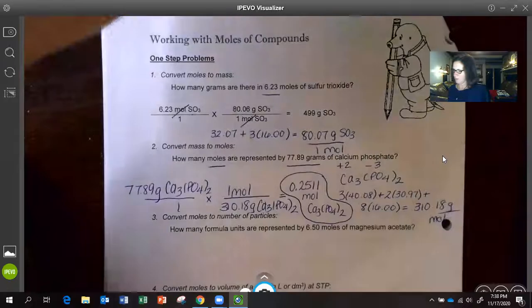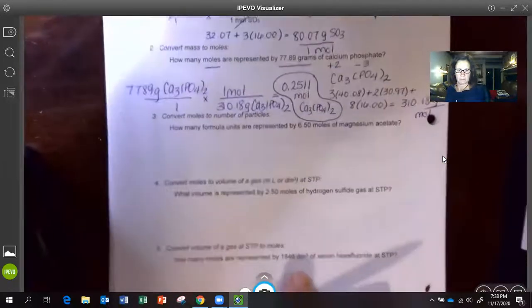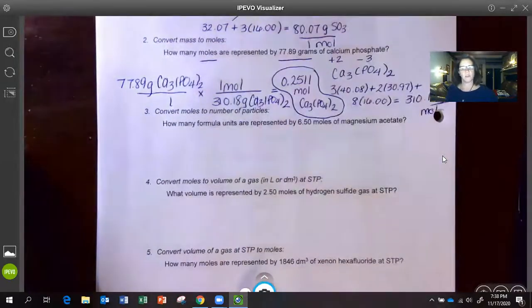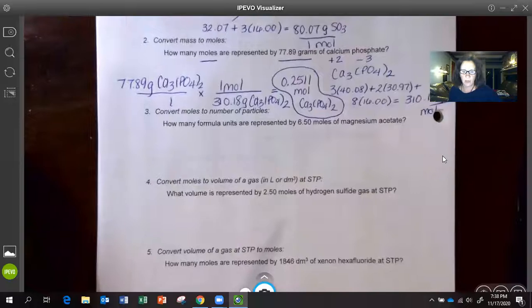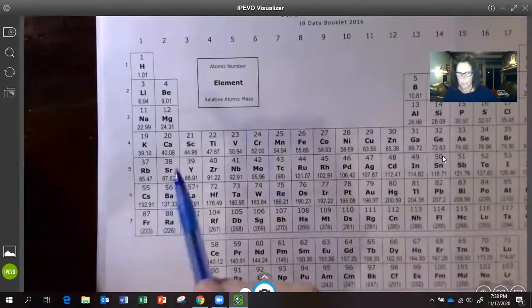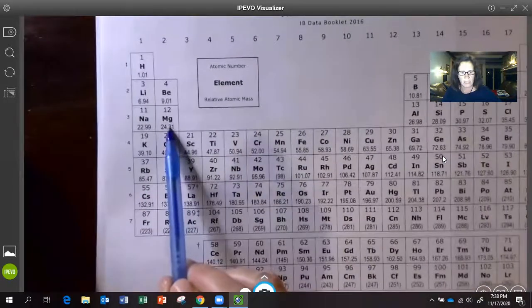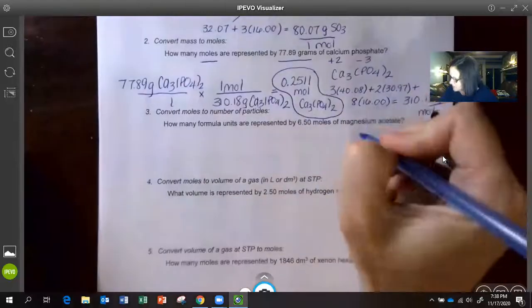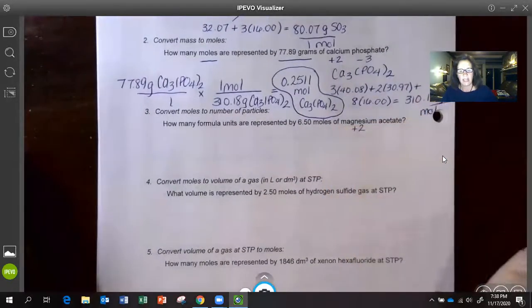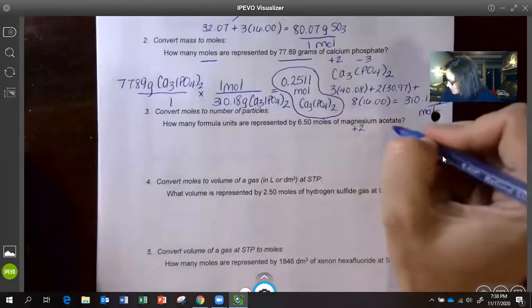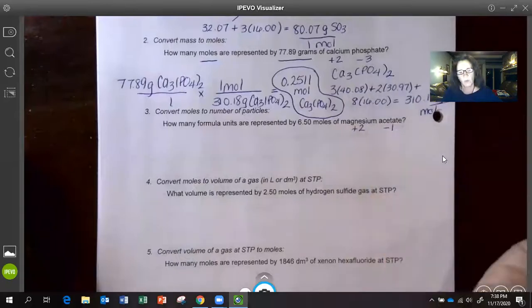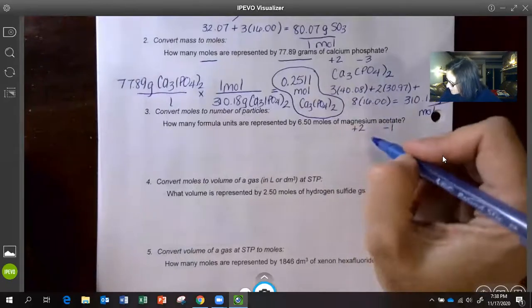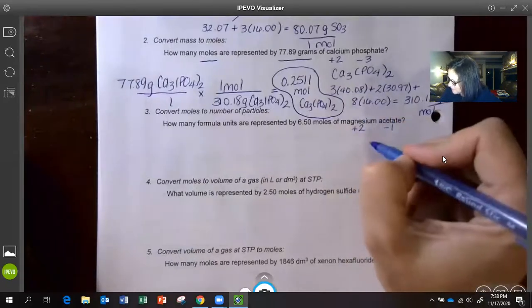All right, let's look at number 3. How many formula units are represented by 6.50 moles of magnesium acetate? The first step, write the formula for magnesium acetate. Magnesium is in group 2 of the periodic table. Therefore, it has a +2 charge. The acetate ion, we know from memorizing our polyatomics, has a -1 charge. We write the formula. We need 2 acetates for every magnesium.